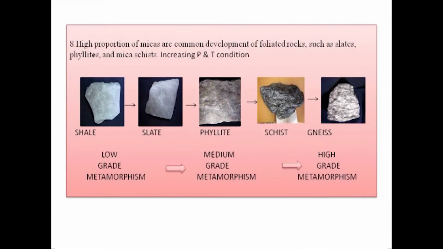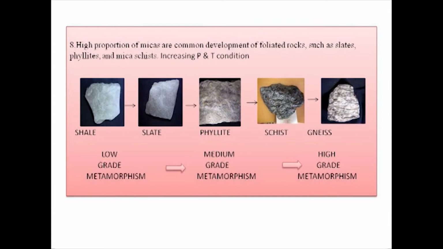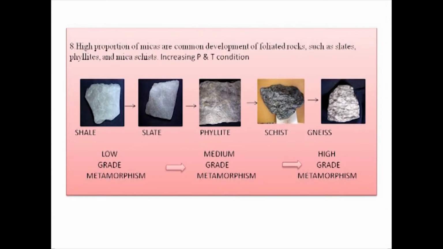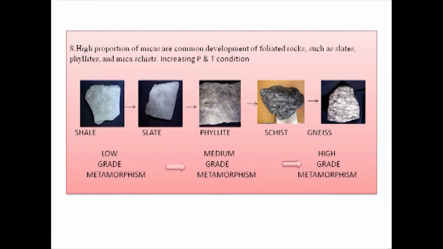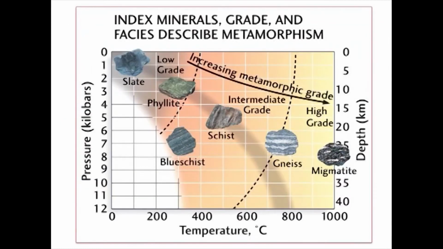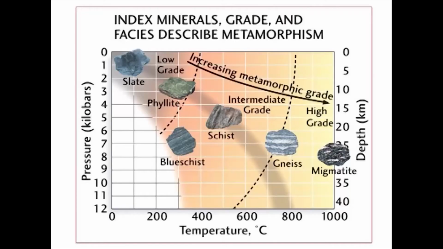Under increasing pressure and temperature conditions, shale changes into slate, slate changes into phyllite, phyllite changes into schist, and schist changes into gneiss, with low grade, intermediate grade, and high grade of metamorphism.